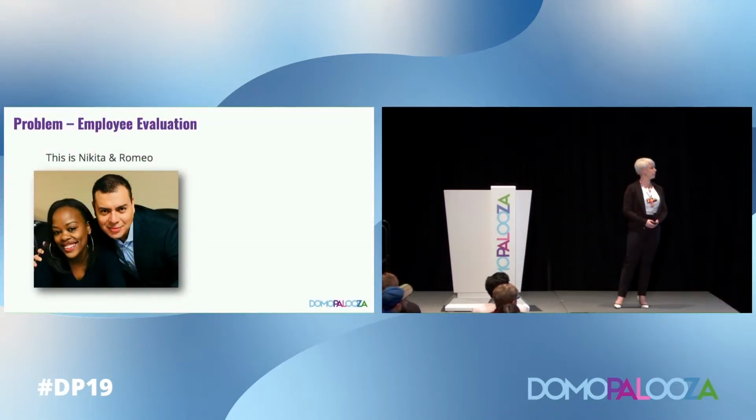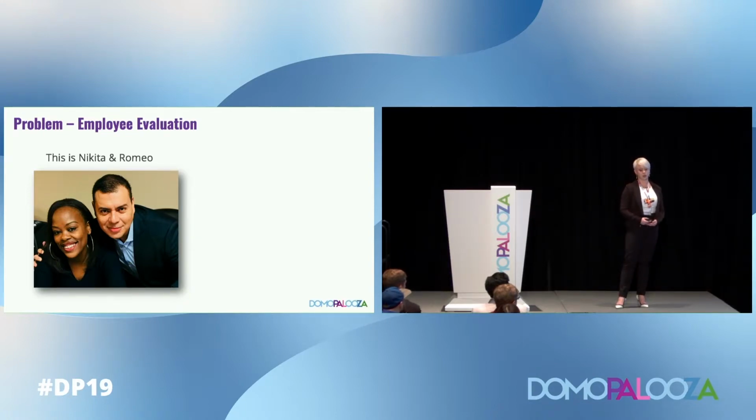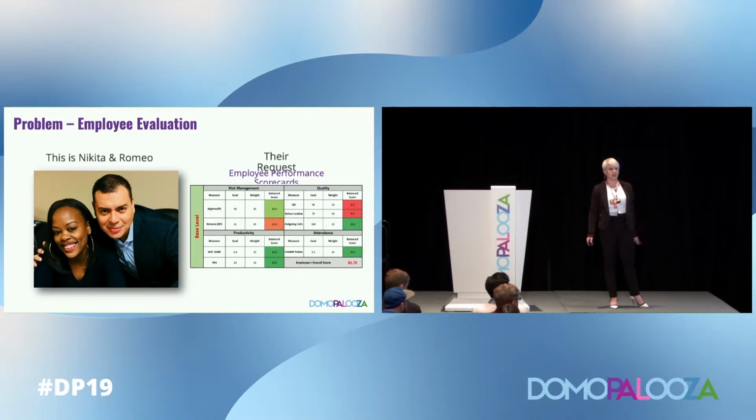So this is Nikita and Romeo. They are managers of our risk center. And the risk center is comprised of about 100 or so representatives who are responsible for validation of the checks. And on a monthly basis, Romeo and Nikita would need to compile this scorecard. And as you can probably tell, this was in Excel.